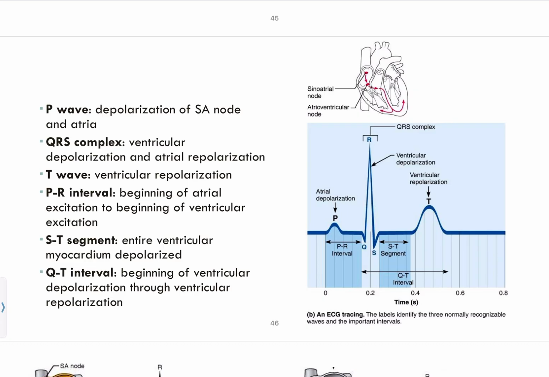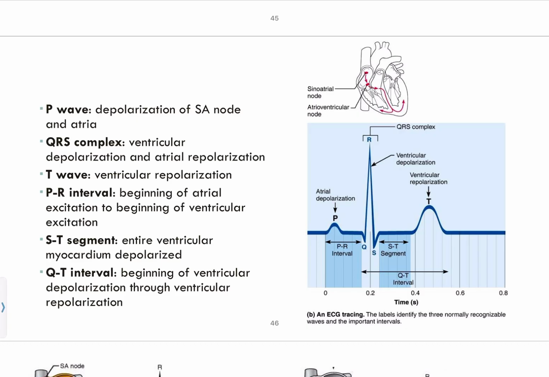And then we have the T wave that follows, and this is representing ventricular repolarization as those ventricles prepare for the next beat. Other important intervals are going to include the PR interval. This is going to span from the start of atrial excitation to the beginning of ventricular excitation. It's really essential for proper timing. The ST segment is going to represent a period where the entire ventricular myocardium is depolarized, and it's particularly important for diagnosing ischemia and heart attacks.